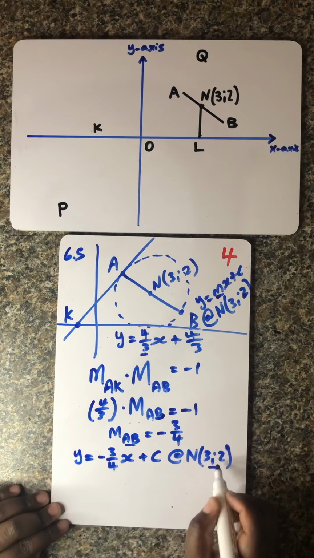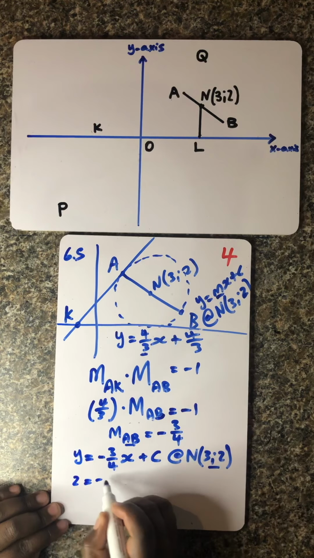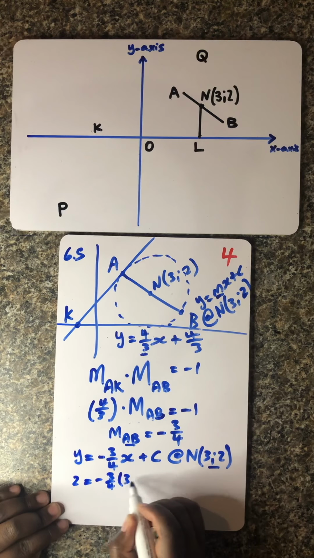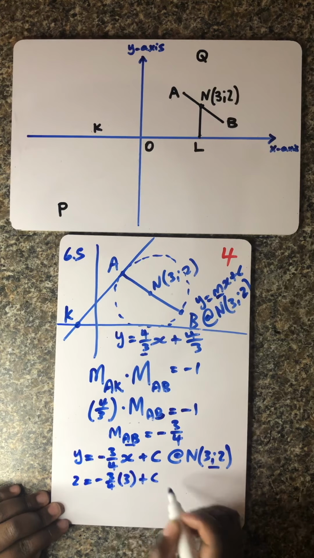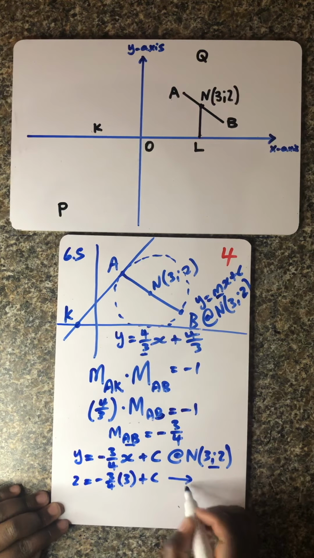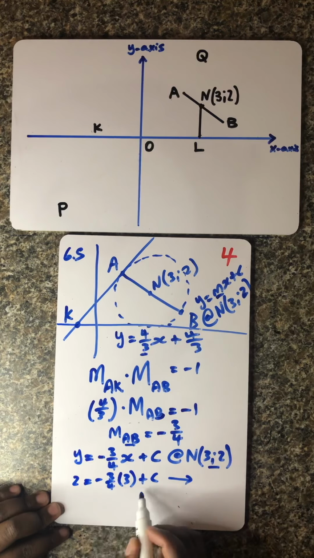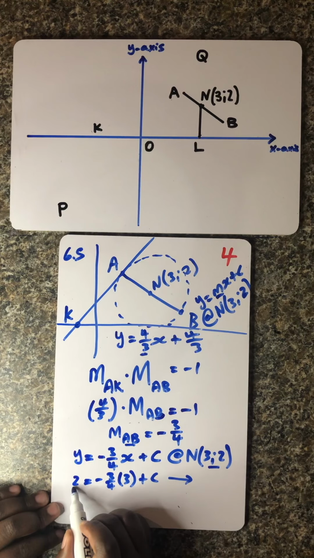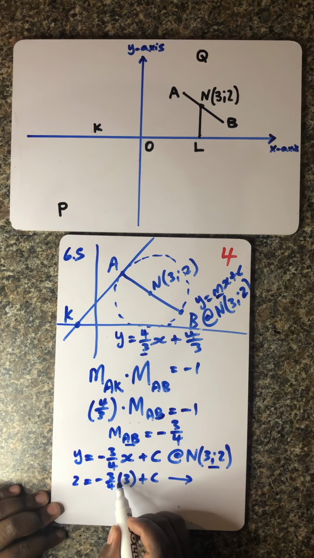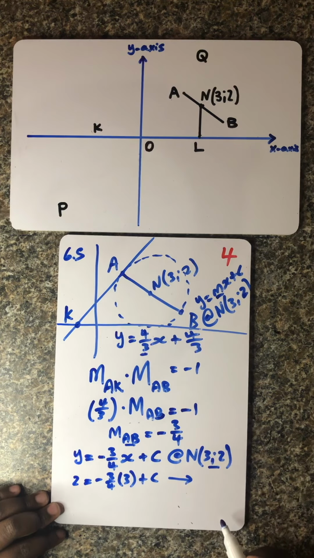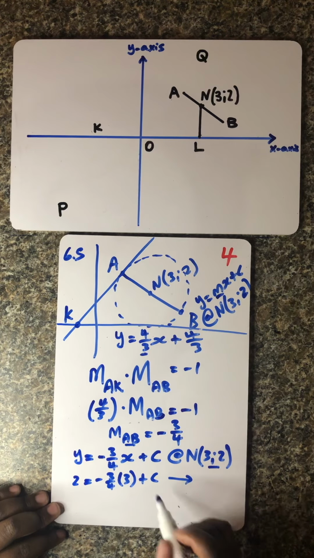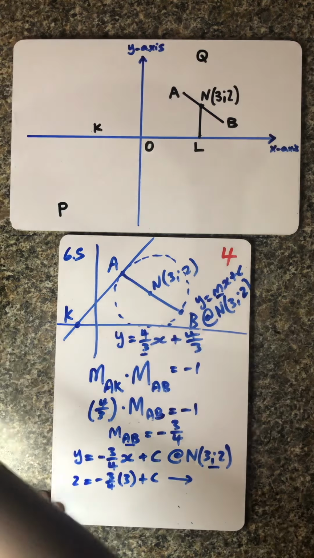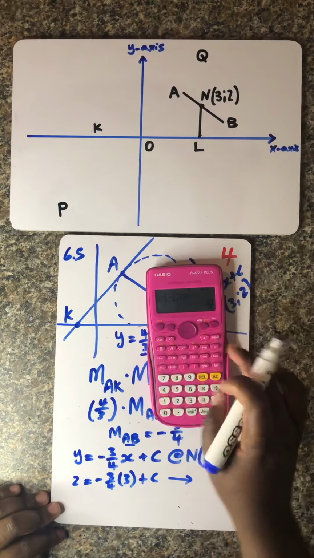Okay, so obviously y is equal to 2, which is equal to -3/4. The x value is equal to 3 plus c. So the answer that I'm going to get when I solve this is going to be the c value. So it's obviously 2. Then you move all of this to the other side, and then it should give you the value of c. Okay, so let's check what happens.